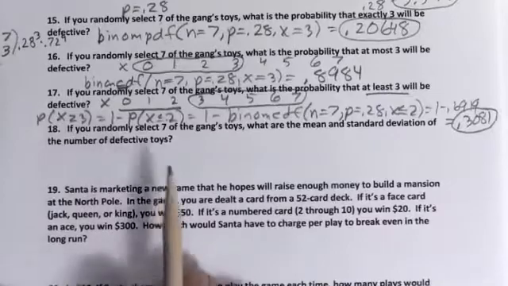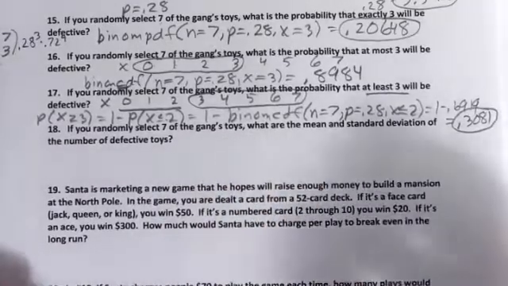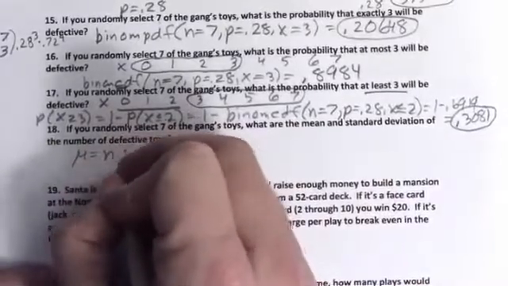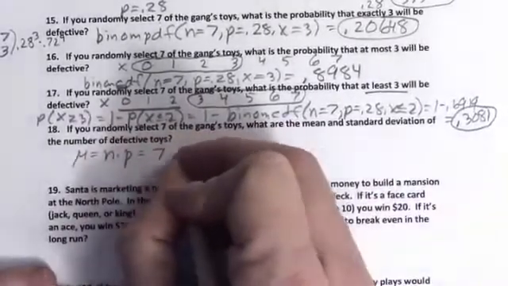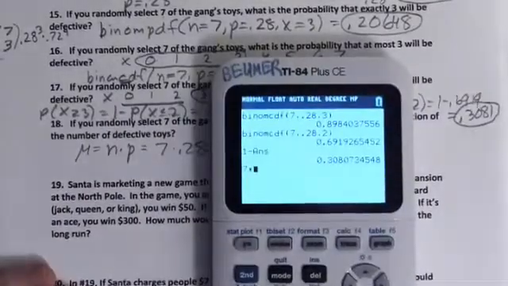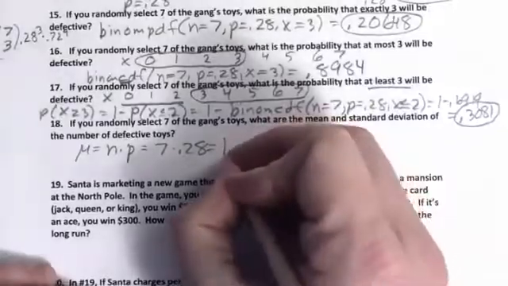If you were to randomly select 7 of the toys, what are the mean and standard deviation? Well, this is on your formula sheet. So the mean is just equal to n times p. And so that's equal to 7 times 0.28. And so let's see what that is. 7 times 0.28 is equal to 1.96.